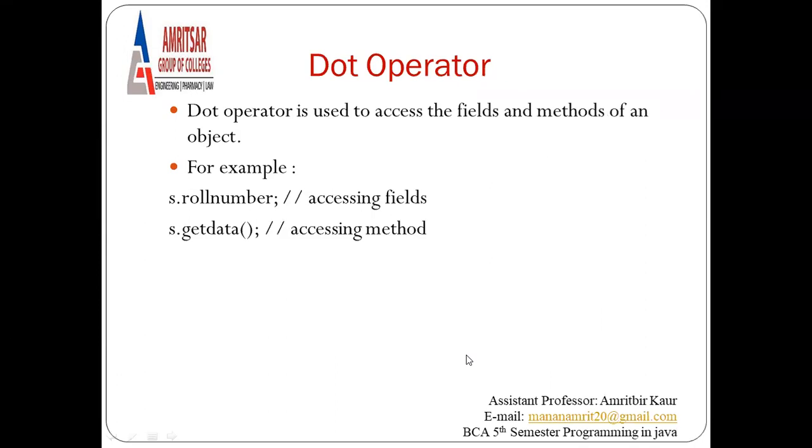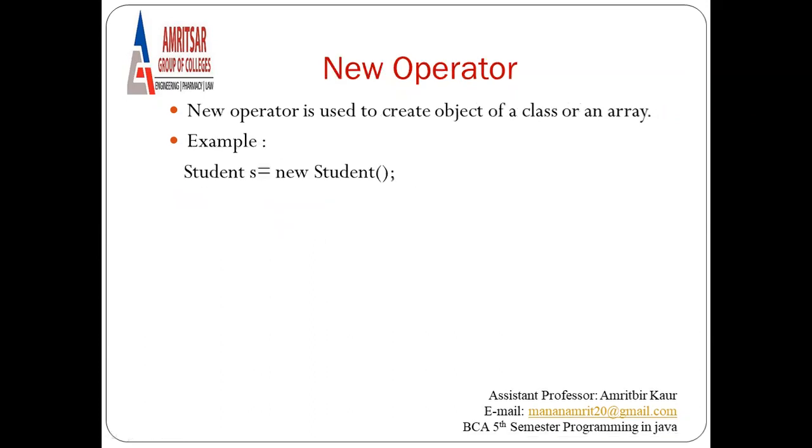Then the dot operator. The dot operator is used to access the fields and methods of an object. In C++, you learned about classes and objects. When you have to call any method, you use the object name dot function name. And when you want to access any field, we use object dot field name. So firstly, s dot rollNumber. Here rollNumber is our field and getData is a method. So s dot getData. So the dot operator is used to access fields and methods.